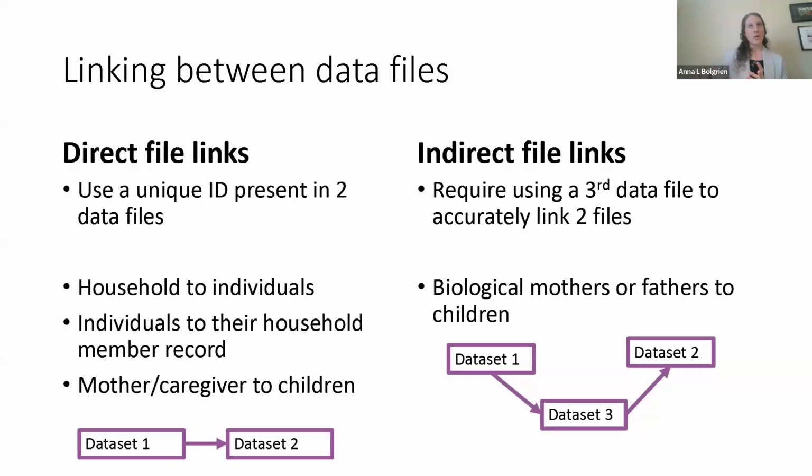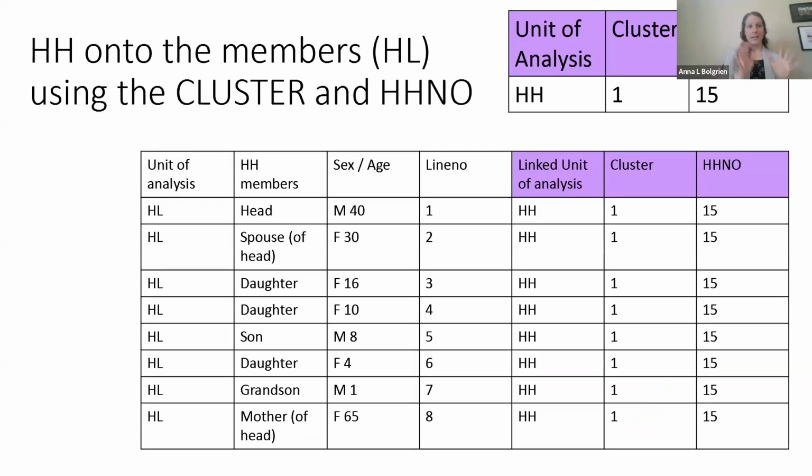Alternatively, there are some research questions that will require indirect file linkages, which will actually require a third data set to provide some sort of information or unique identifier to accurately make sure that you are linking what you mean to be linking. And the most concrete example of this is attempting to link biological mothers or fathers to children. This actually requires a third data set that I'll walk through today. So focusing first on the direct linkages.